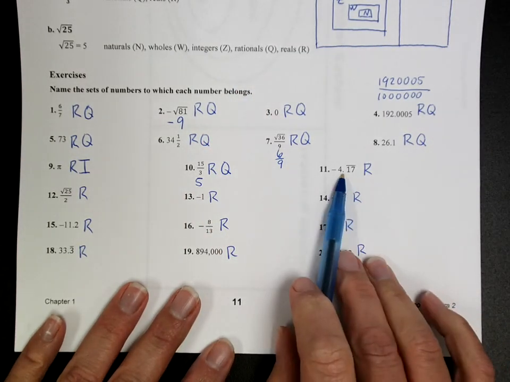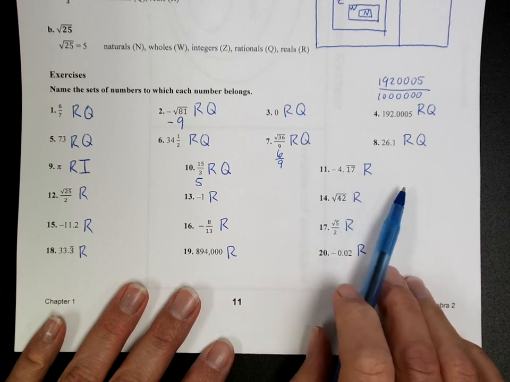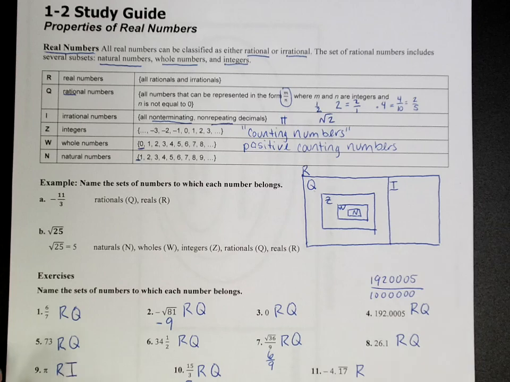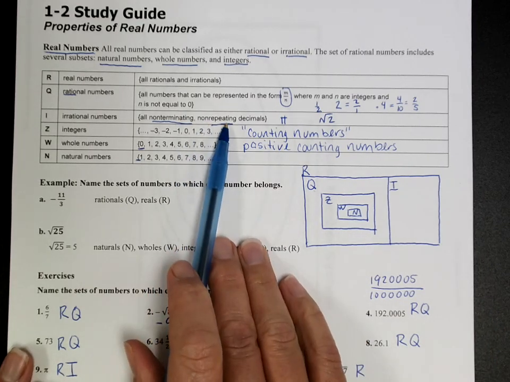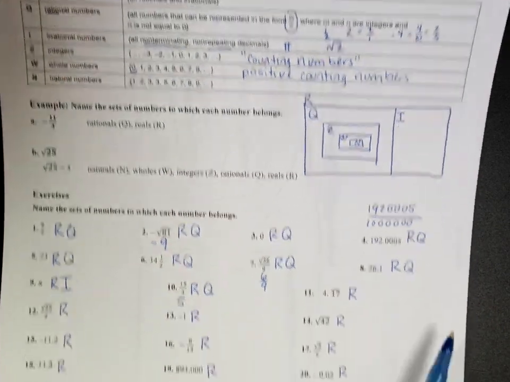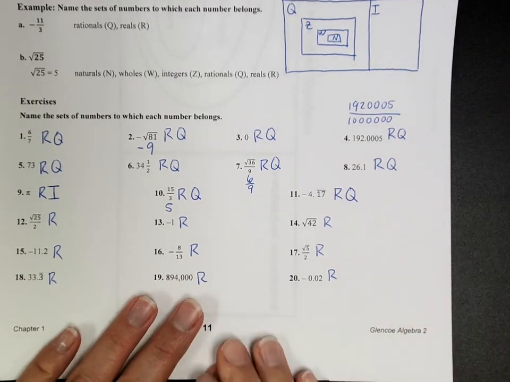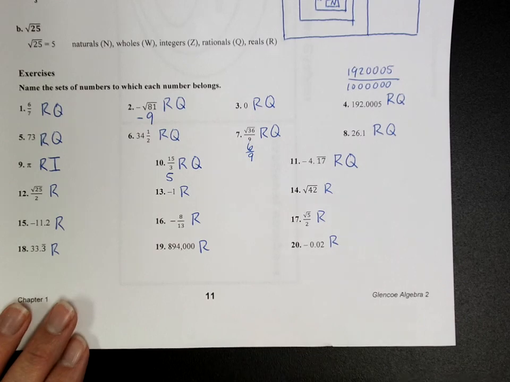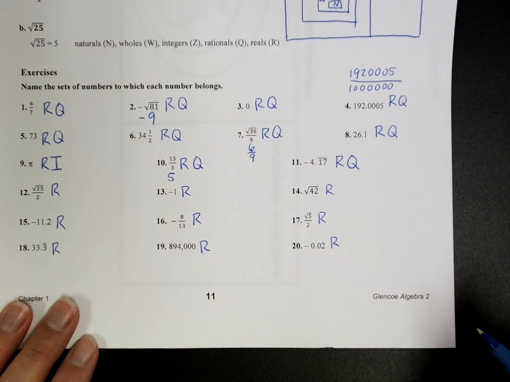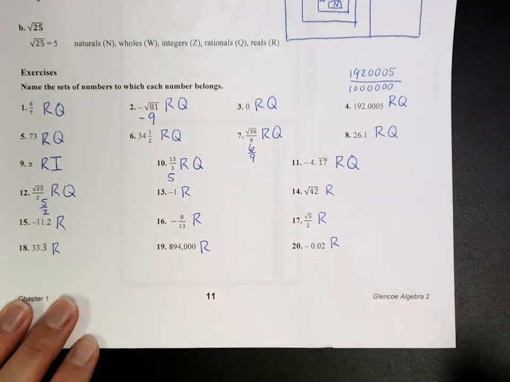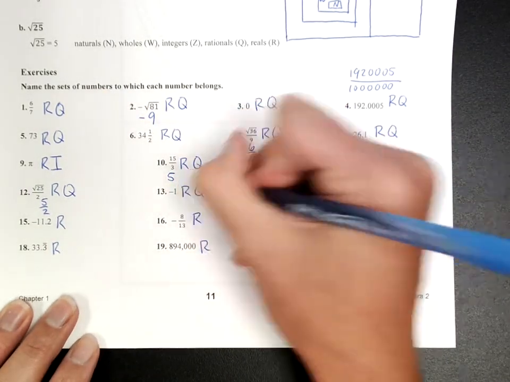Negative 4.17 repeated. Can you write that as a ratio? Well, if you look up here, irrational numbers are non-repeating decimals. If this is a repeated decimal, then it must not be an irrational number. I can write it as a ratio, so it's also rational. Square root of 25, again, reduce that. 5 over 2, ratio. Negative 1, rational.